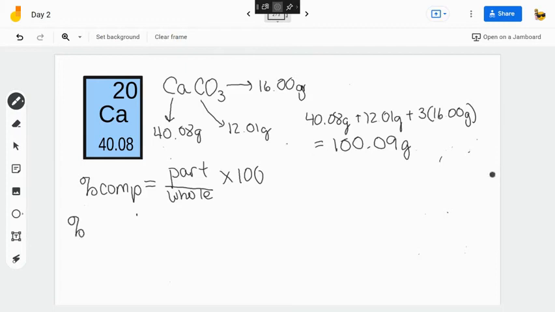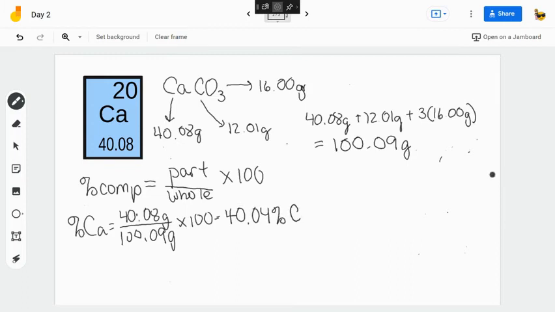So the percent calcium is going to be 40.08 over 100.09. So 40.04% is calcium in this compound. Percent nitrogen, we'll do exactly the same thing. The part that's nitrogen, over the whole compound of 100.09.